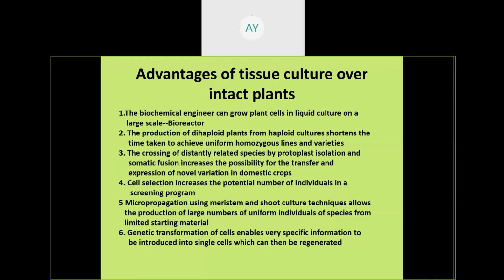Cell selection increases the potential number of individuals in the screening program. It means we can increase the large number of plants from each cell. It means after creating a transgenic plant, that is the main advantage of plant tissue culture. Micropropagation using meristem and shoot culture technique allows the production of a large number of uniform individuals of a species from limited starting materials. Genetic transformation of the cell enables very specific information to be introduced into single cells which can be regenerated. It means if you want to make any change, you can do it.